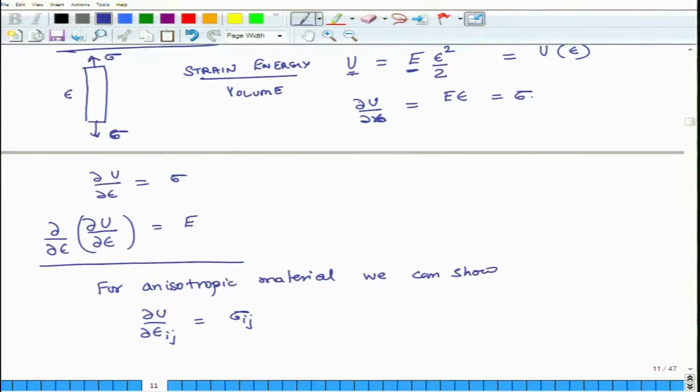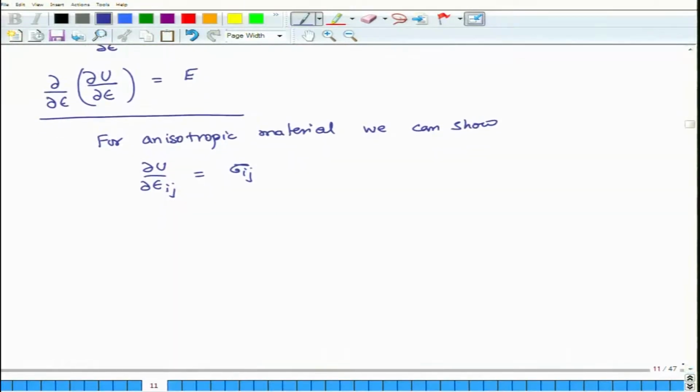So, for anisotropic material we can show with a little bit of mathematics, not a whole lot, that if we differentiate the strain energy with respect to a particular strain. Now, here for anisotropic material we do not have to necessarily load the material only in one direction, it can be loaded in all the directions. It can have all sorts of stresses in all the three directions.